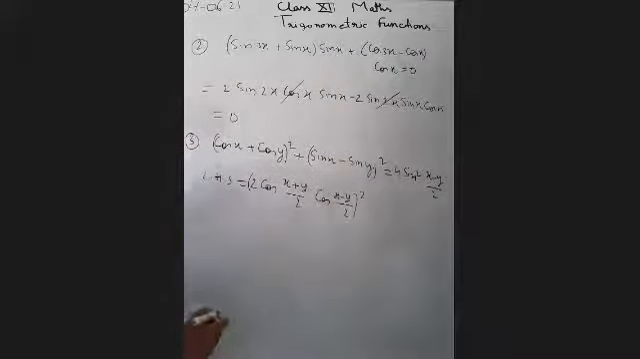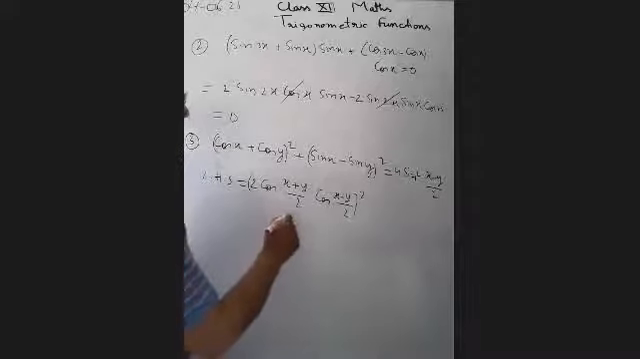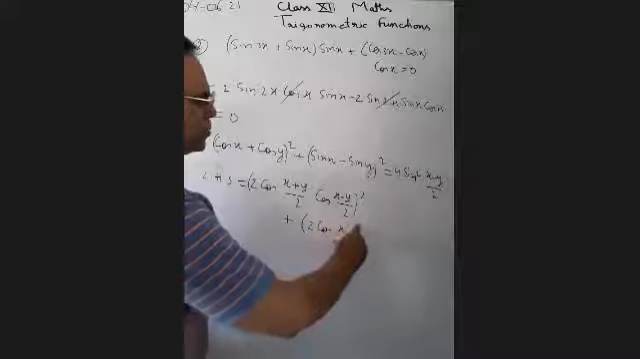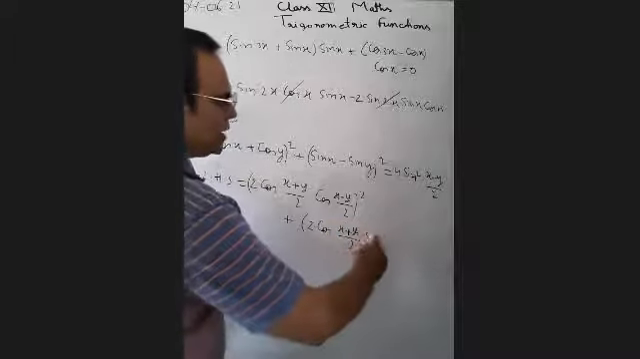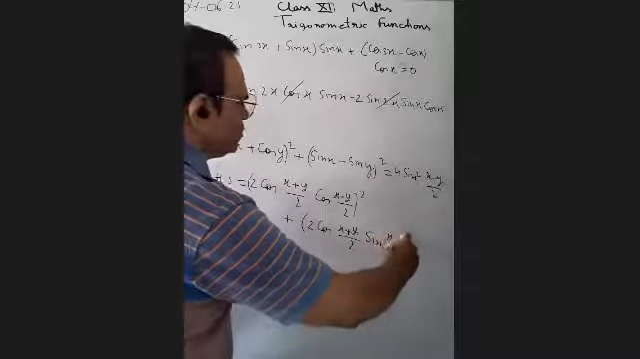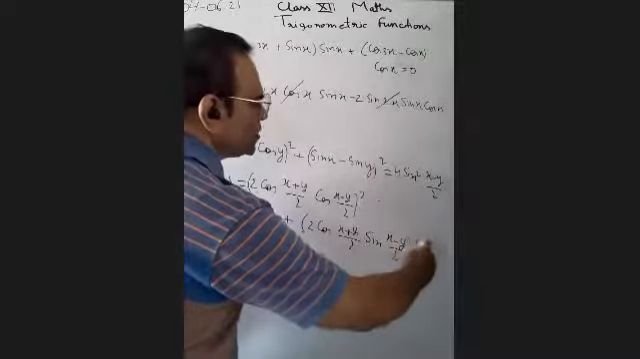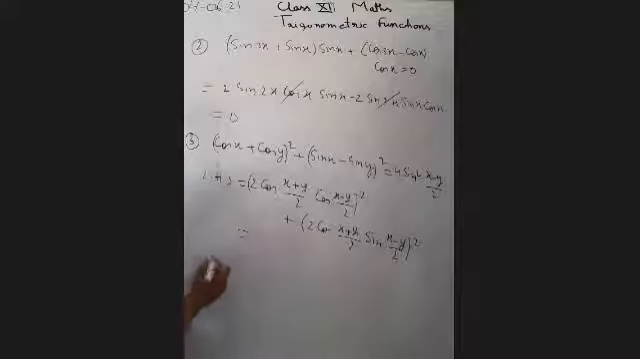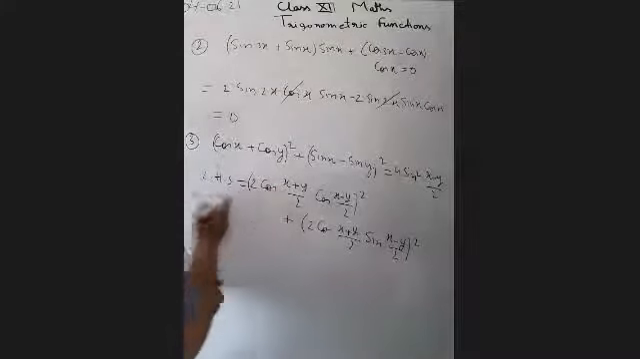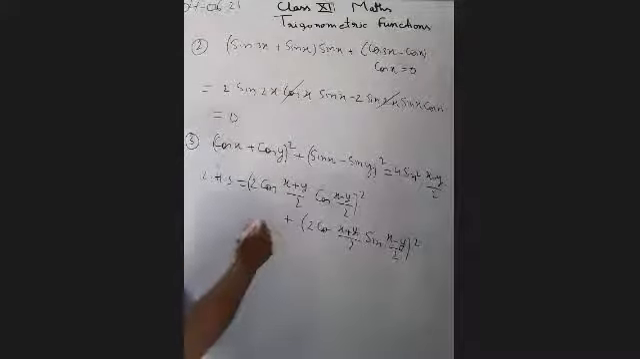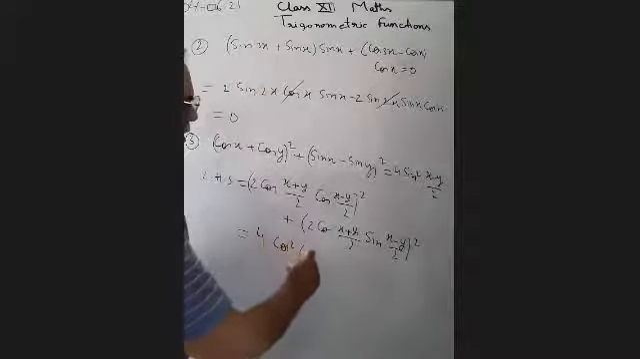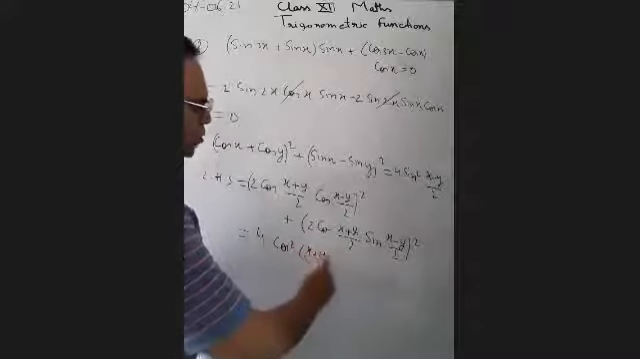Now we are using the formula of sin c minus sin d. It will be equal to 2 cos x plus y upon 2 sin x minus y upon 2, whole square. What we can do now, we can take common 4 after squaring this term, 4 cos square x plus y upon 2.